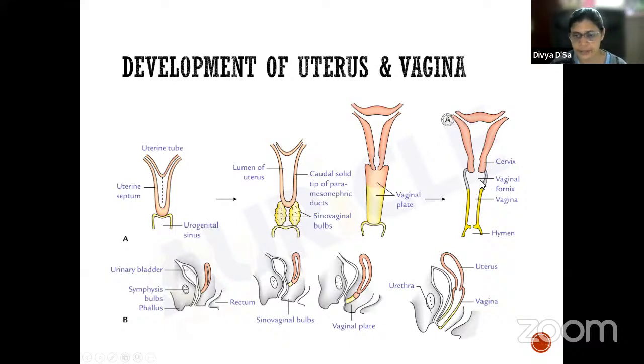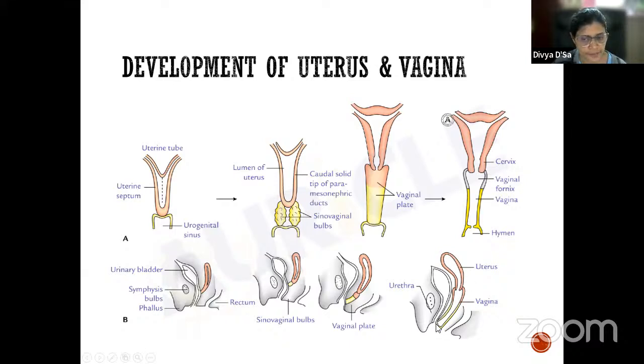Now the central cells of this caudal part break down in this vaginal plate, and by the 5th month the plate will be completely canalized. So by the 5th month it gets completely canalized and forms the lumen of the vagina. So this one, which grows around the uterovaginal canal, that is the caudal end which would have formed the cervix, will form the fornix of it.